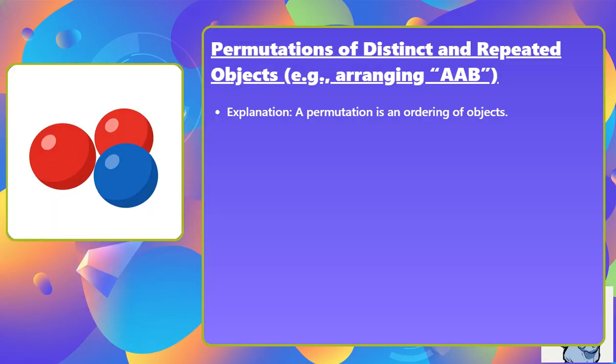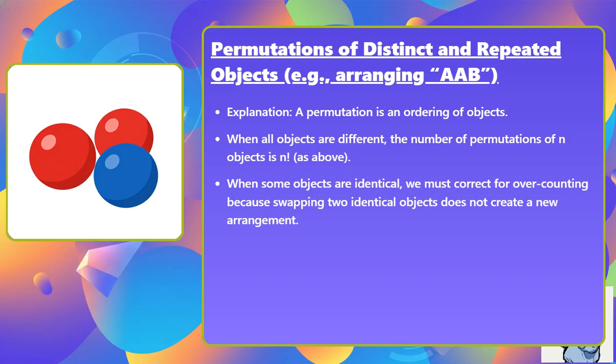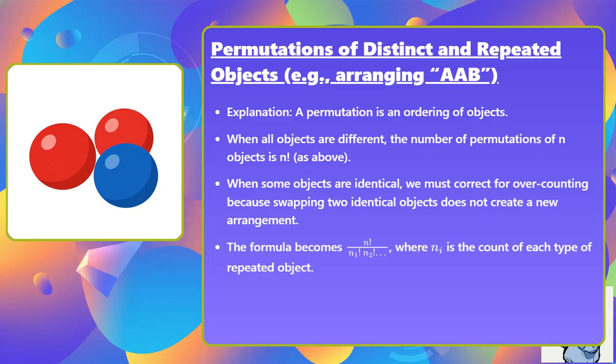Explanation: a permutation is an ordering of objects. When all objects are different, the number of permutations of n objects is n factorial. When some objects are identical, we must correct for overcounting because swapping 2 identical objects does not create a new arrangement. The formula becomes n factorial over n sub 1 factorial times n sub 2 factorial, and so on, where n sub i is the count of each type of repeated object.